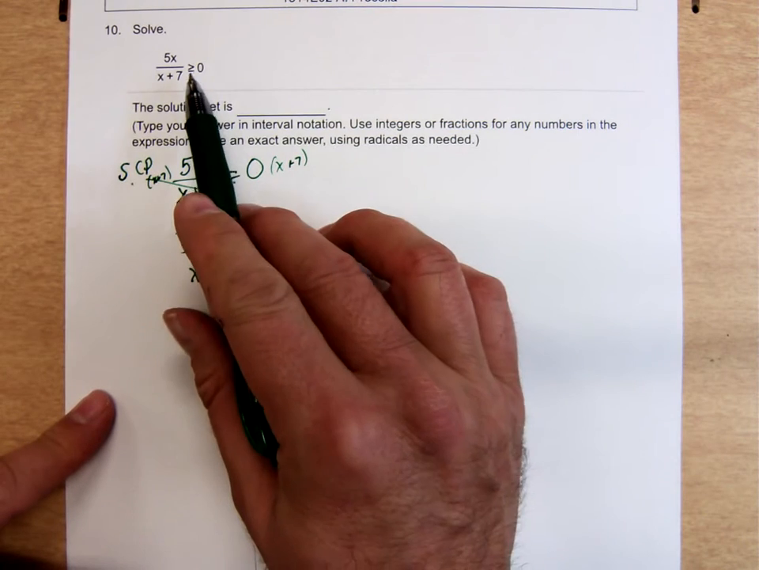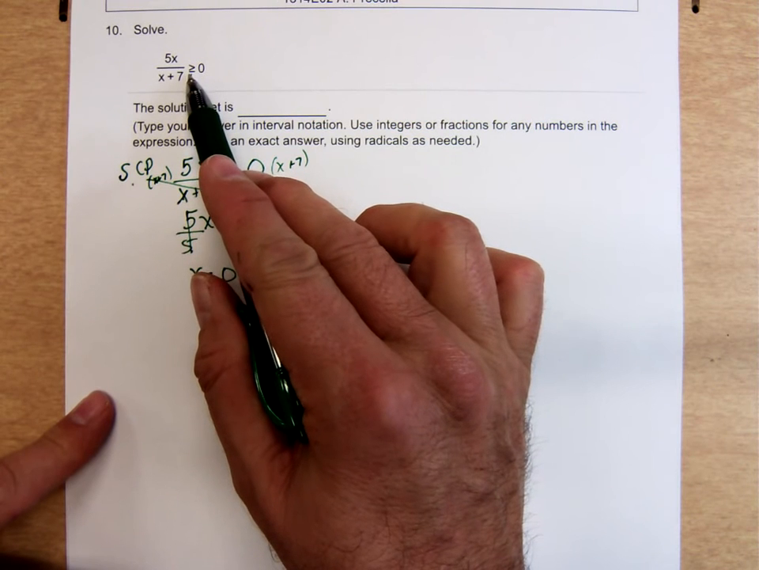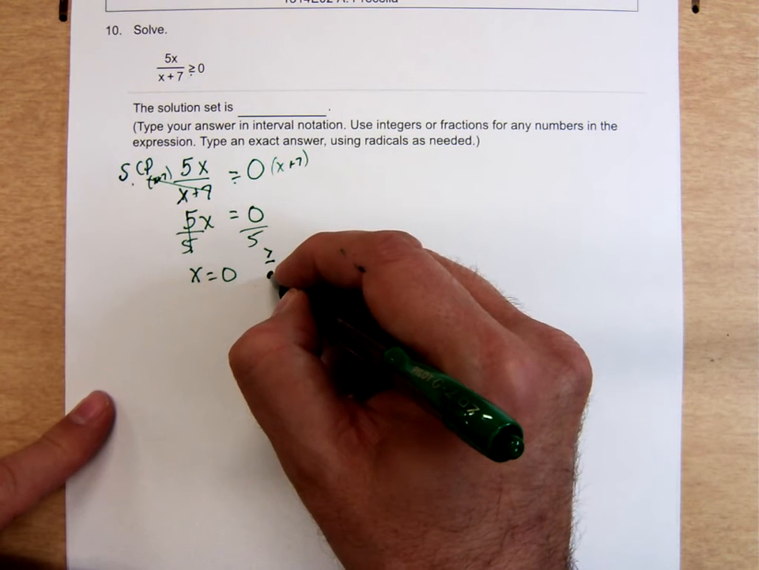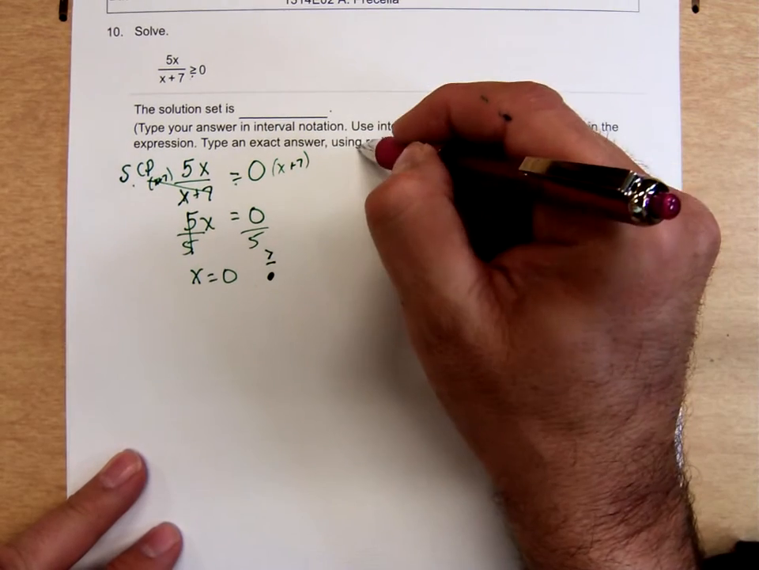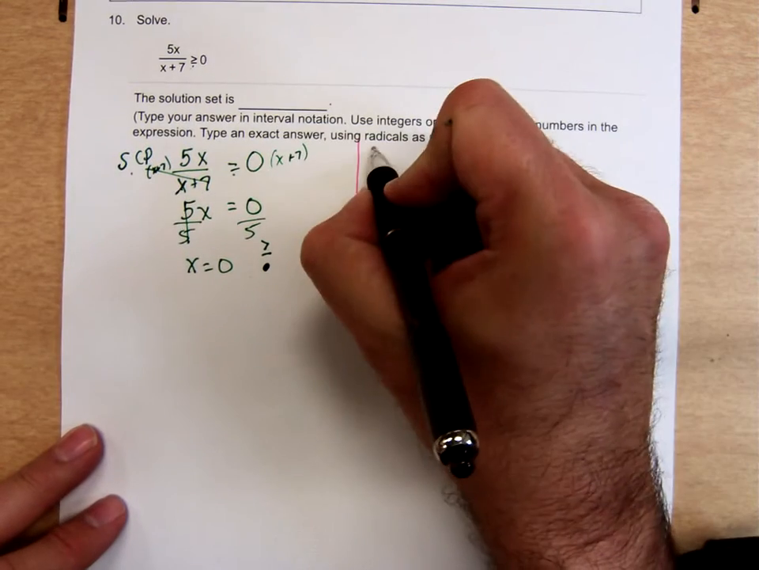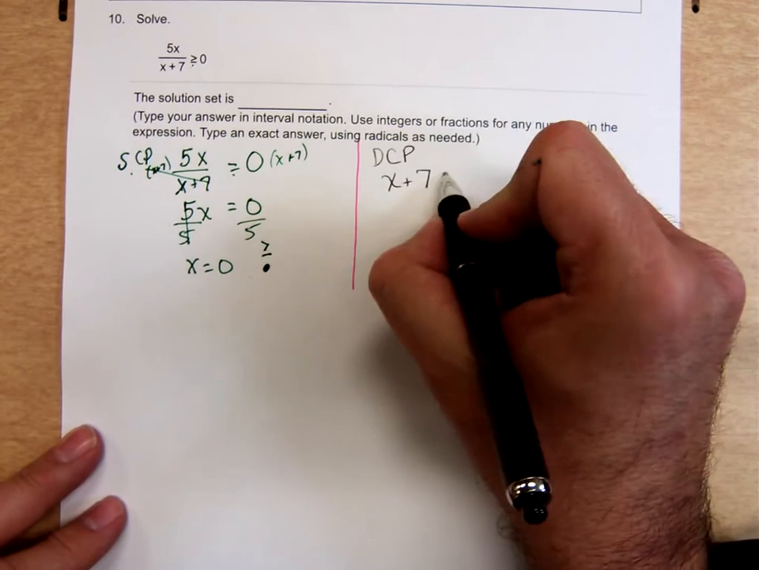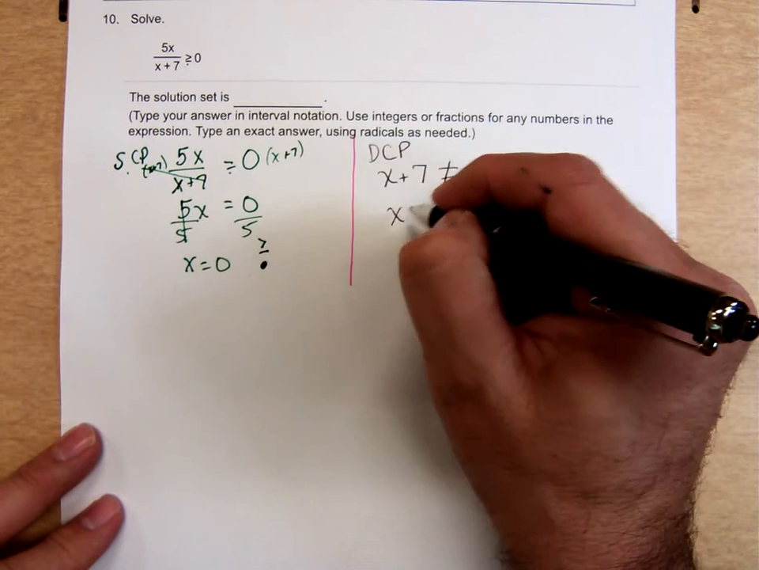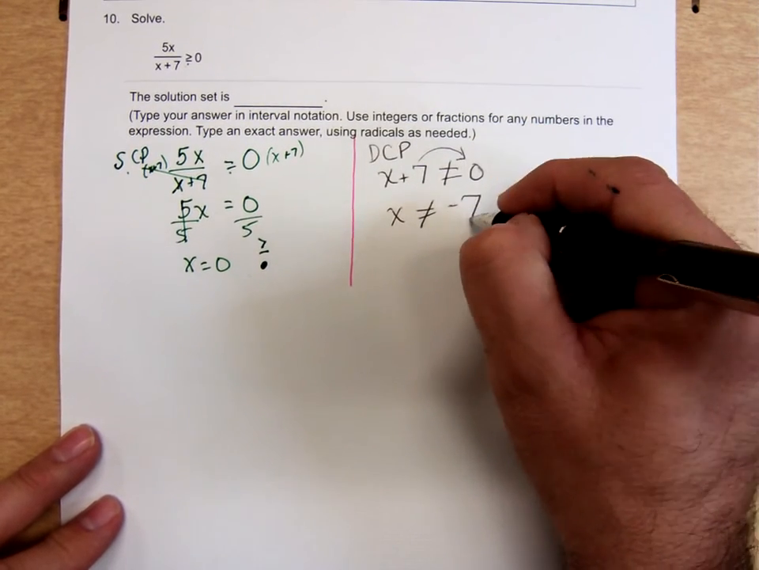You look up here. There's an equal sign on the greater than, so that's going to be a closed circle there. That's the solution cut point. Since there's a fraction, we'll go ahead and find the denominator cut point. With the denominator cut point, the denominator can't be 0. So x can't be negative 7.